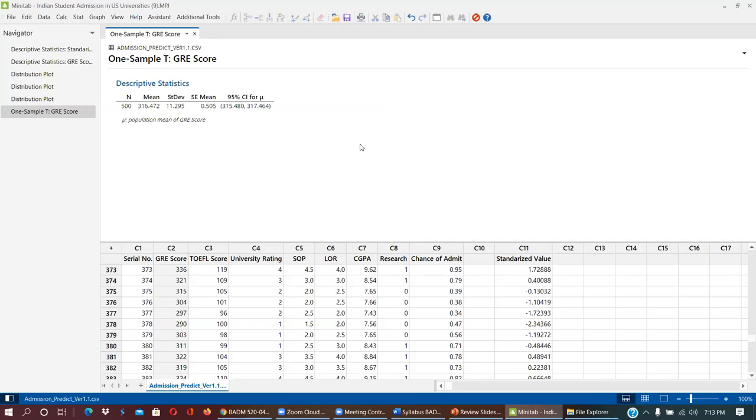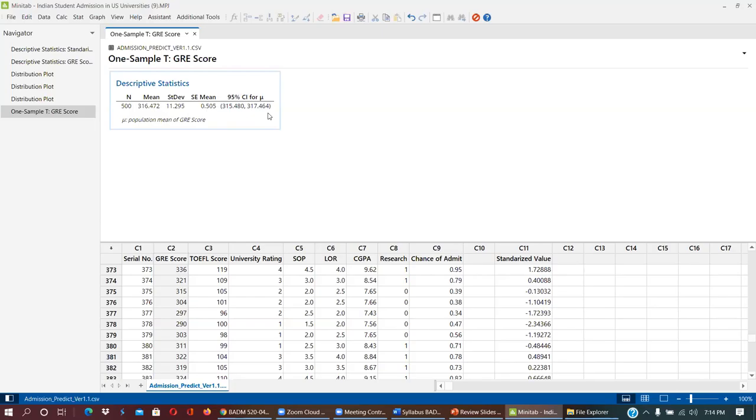What is the inference that I can draw based on this 500 sample about the 22,000 students? I am 95% confident. What I can say is that I'm 95% confident that for the true population of 22,000 Indian students coming, their average would be between 315.48 and 317.46.